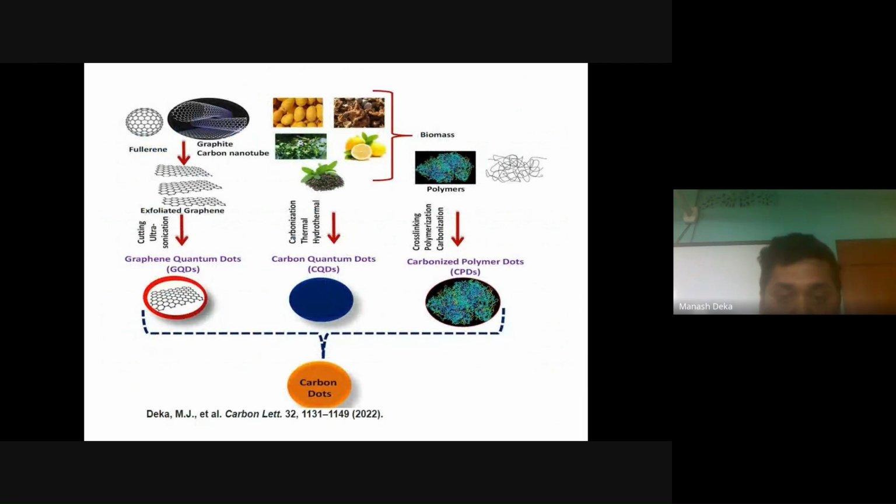So this is the classification of carbon dots. Graphene quantum dots are all zero-dimensional. Graphene quantum dots are mainly from graphitic origin, like fullerene, graphite, carbon nanotube, graphene oxide, and these are mainly synthesized by cutting or ultrasonication methods. Then carbon quantum dots can be synthesized from any biomass, plant and animal origin, and the processes are carbonization, thermal and hydrothermal. And carbonized polymer dots are synthesized from polymers having a carbon backbone. So all these are grouped as carbon dots.